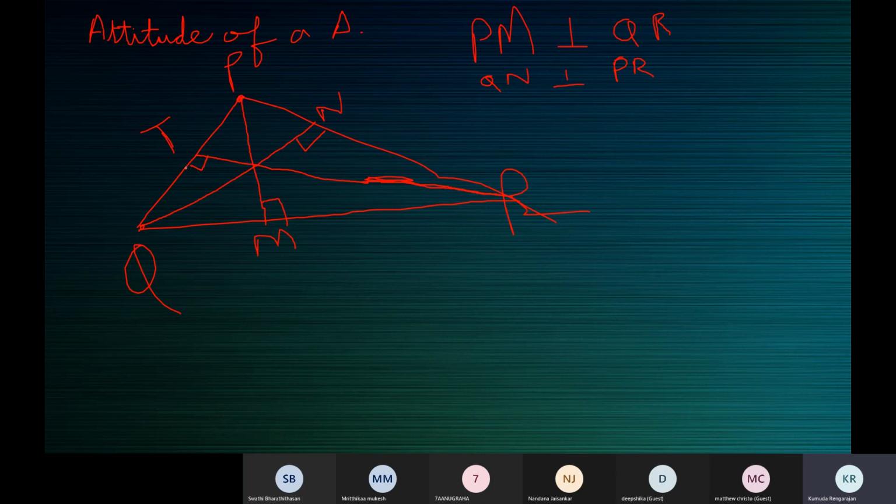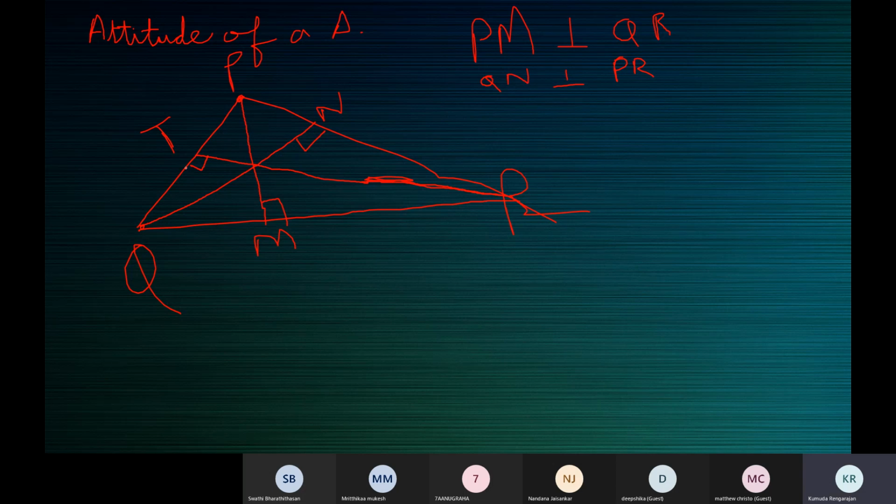Ma'am, RT is a line segment from the vertex? From which vertex? From the vertex R, ma'am. Perpendicular to the side PQ, ma'am. Repeat that. Ma'am, RT is a line segment which connects the vertex R to the line which is perpendicular to PQ, ma'am. Yeah.